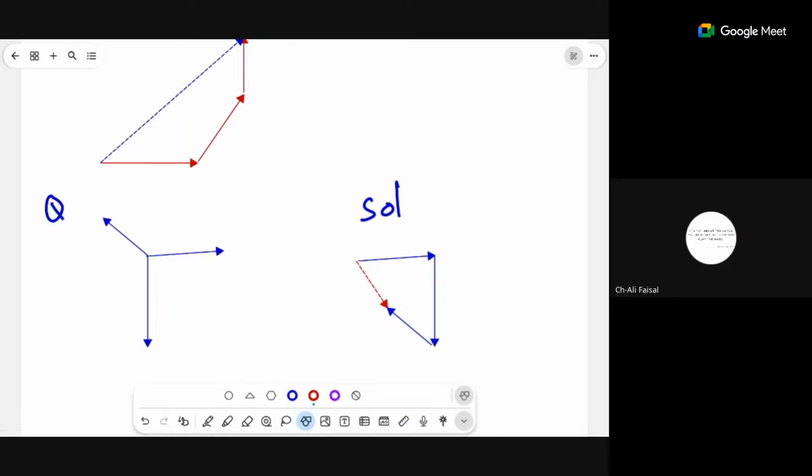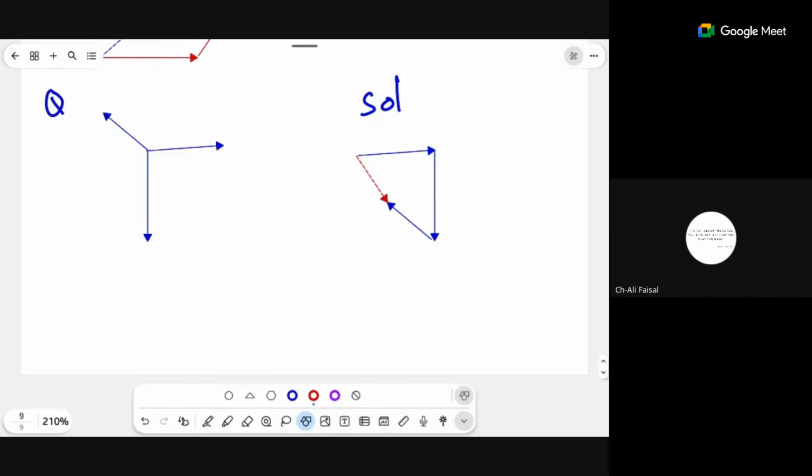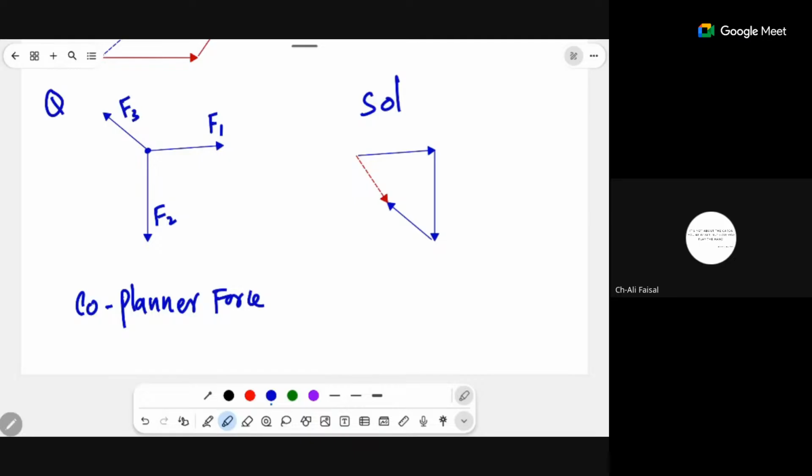Sir, please explain this one again. For example, I told you that there are three vectors. They are called coplanar vectors or coplanar forces. Let's say this is your vector f1, this is your vector f2, and this is your vector f3. This is a free body diagram.